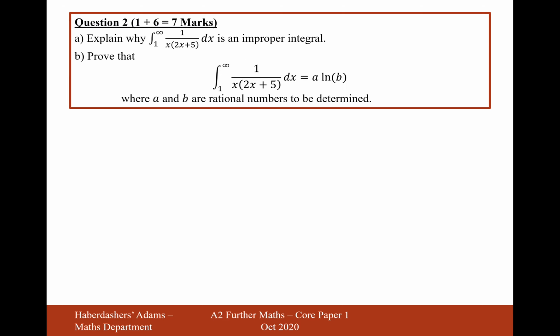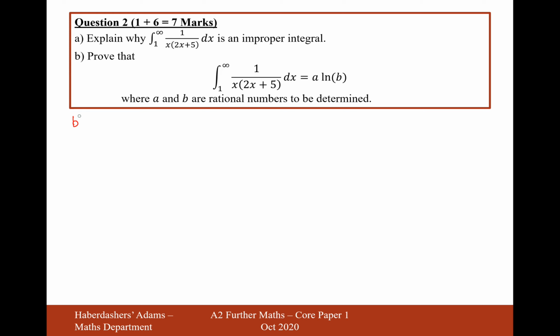Here we're on question 2. Part A is: explain why the integral from 1 up to infinity of 1 over x(2x + 5) dx is an improper integral. Well, the reason is because there's an infinity on the upper limit. And that's all you have to write, it's just because there's an infinity symbol on the upper limit.